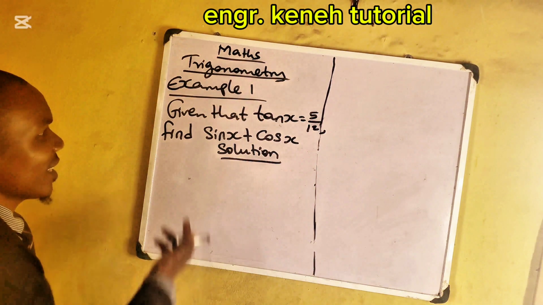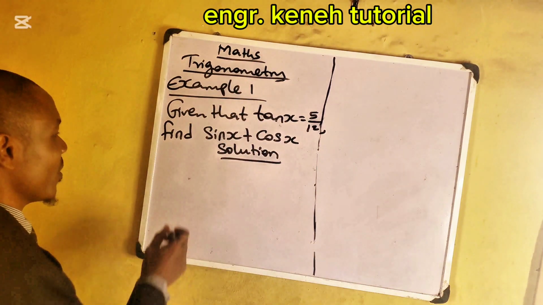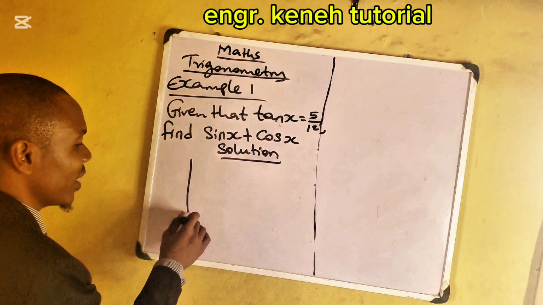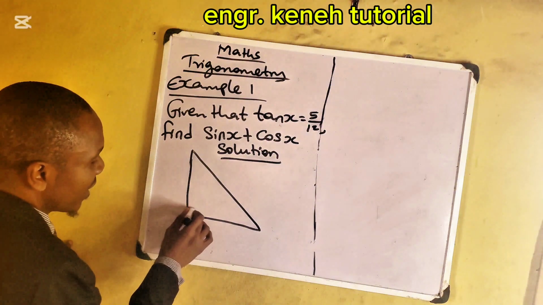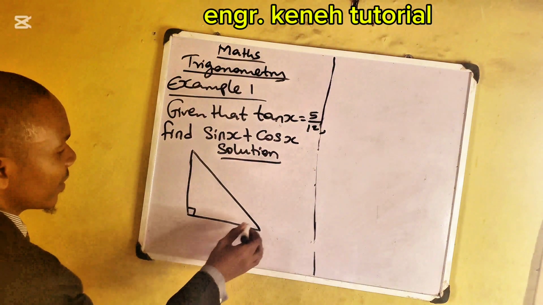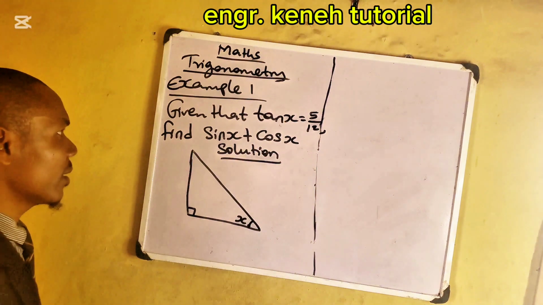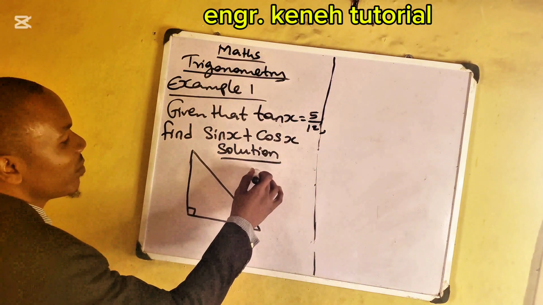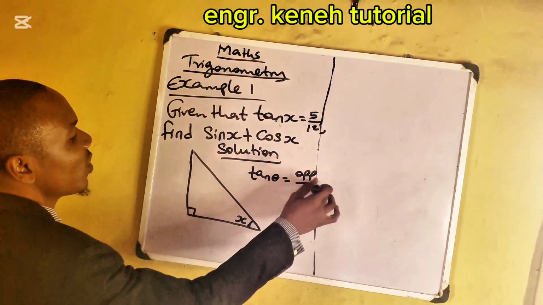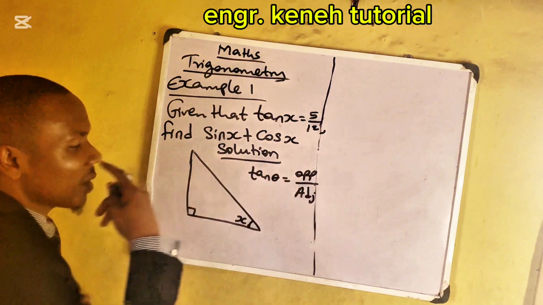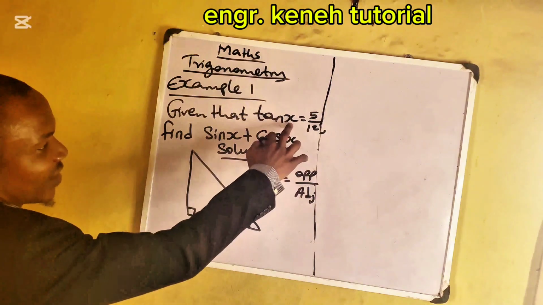So pay attention. They say that given that tan x is equal to this, when you're talking about tan x, sin x, automatically you're talking about a right-angled triangle like this. So we have something like this. All right, so this is 90 degrees. Can you see that? When you're talking about tan x, the angle you're considering is x. Tan, as we know, means that tan theta is equal to opposite over adjacent. Can you see that? So it simply means that tan theta, that theta is x, as you can see here.